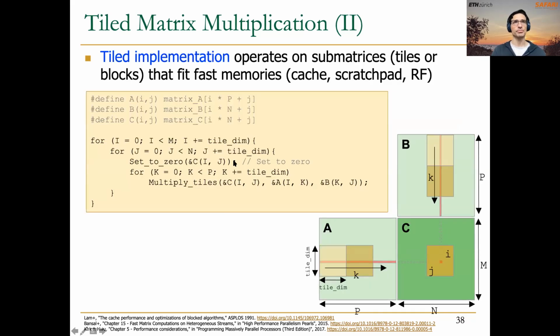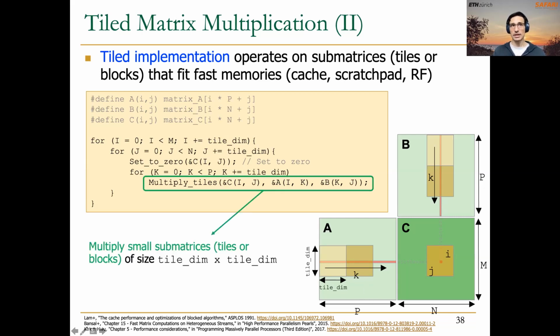and then perform the corresponding operations, multiplications and additions. And here you can see how this code would look. So we have, again, external loops to go over the whole output matrix C. We set to 0 the elements of the corresponding tile of matrix C that we are calculating, and then we go over the tiles one by one. Inside this inner loop, we call another function called multiply tiles that performs a matrix multiplication of these small submatrices that are the tiles or blocks.